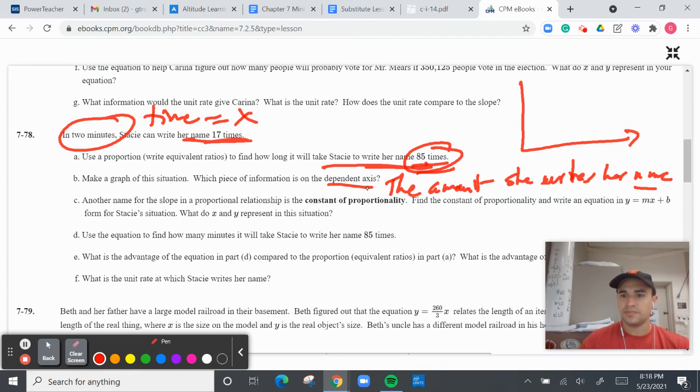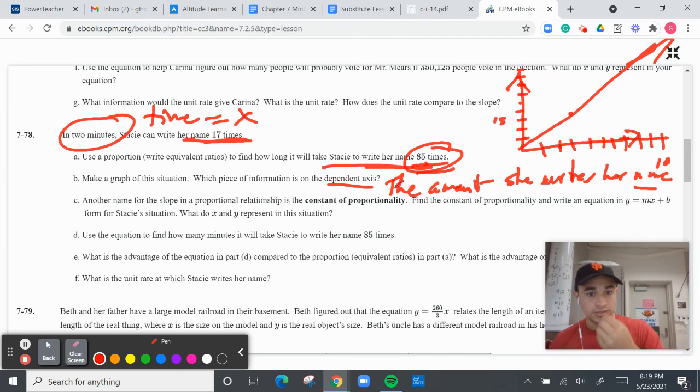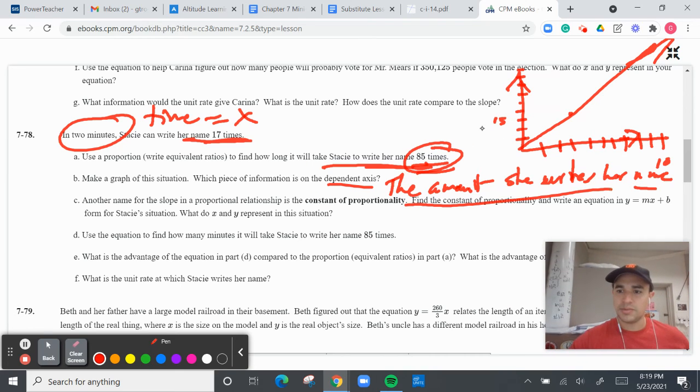All right, make a graph of the situation. I'm going to make it real quick. I'm not going to do the graph. Let's see. So 1, 2, 3, 4, 5, 6, 7, 8, 9, 10. There's 10 right there. 2 to 5, 10, 15, 20, 25, 30, 35, 40, all the way up. So we have 2 minutes, 5, 10, 15. So that would be like right there. And then for 10, it would be all the way up there. So it would be like that. But yeah, basically draw a graph. This is the dependent. 10 minutes is the total amount she writes her name. I'm just going to go very quickly because I don't want this video to go too long. We're at 19 minutes. So forgive me for that.